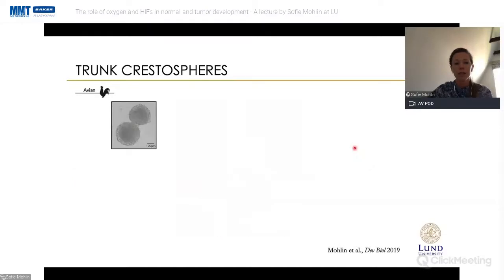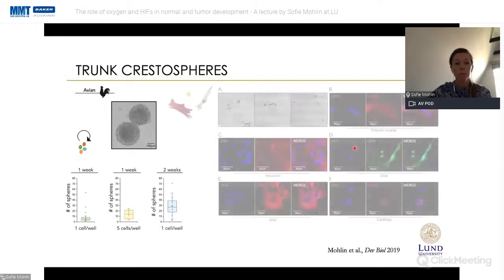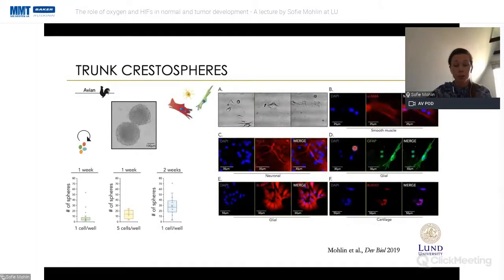And this is a very nice system because we see that when we culture them over several weeks in vitro, they maintain their self-renewal capacity, so their stem cell phenotype, and they retain their multipotency. So you can see here that we can make them differentiate into a variety of different lineages: smooth muscle, neuronal, glial, and even cartilage, which is quite recently shown. We showed this and then it's been confirmed.